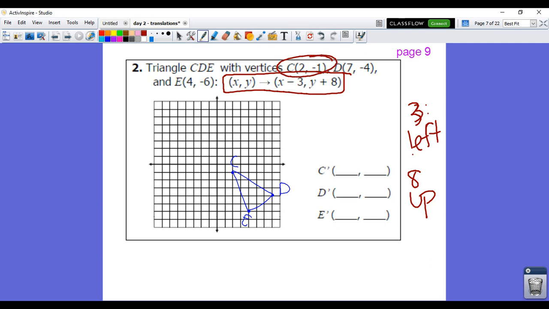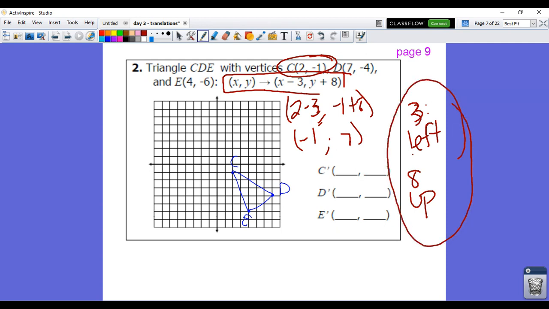So here we have point C. Point C is at 2, -1. So we take this 2, we're going to subtract 3. This is kind of the basic math of what's happening here. Take the 2 minus 3, I get -1. This y plus 8, whoops, we're not using y, our y is -1 plus 8, so we get 7. So this C prime, after we do our translation of 3 units to the left and 8 units up, is going to be at -1, 7.